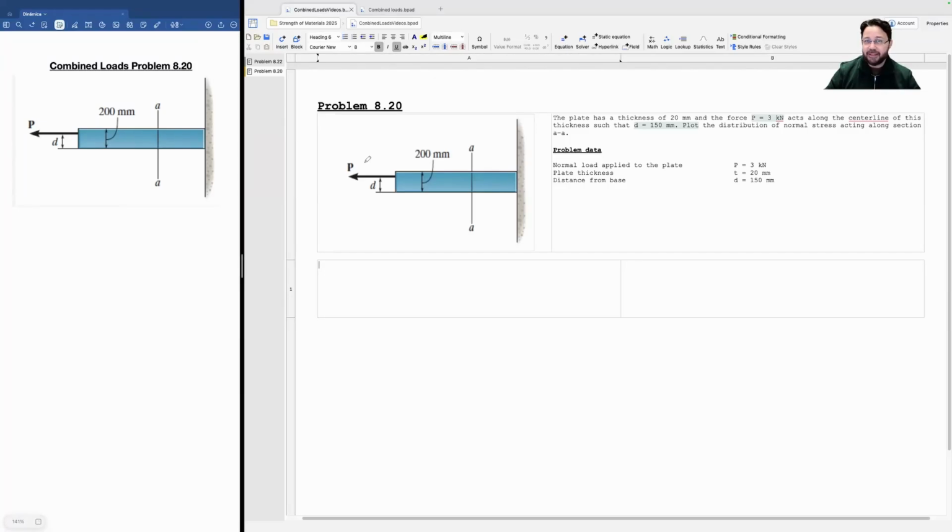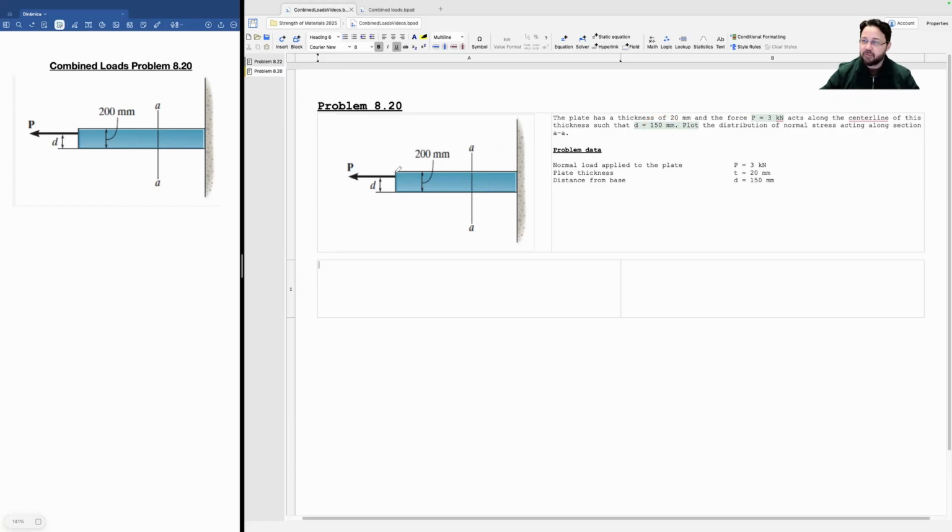Hi, this is video 820 from the book Mechanics of Materials, Hibbeler's SI edition, and this is about problems on combined loads. The problem says that the plate has a thickness of 20 millimeters, and the force P equal to 3 kilonewtons acts along the center line of this thickness, such that d equals 150 millimeters.